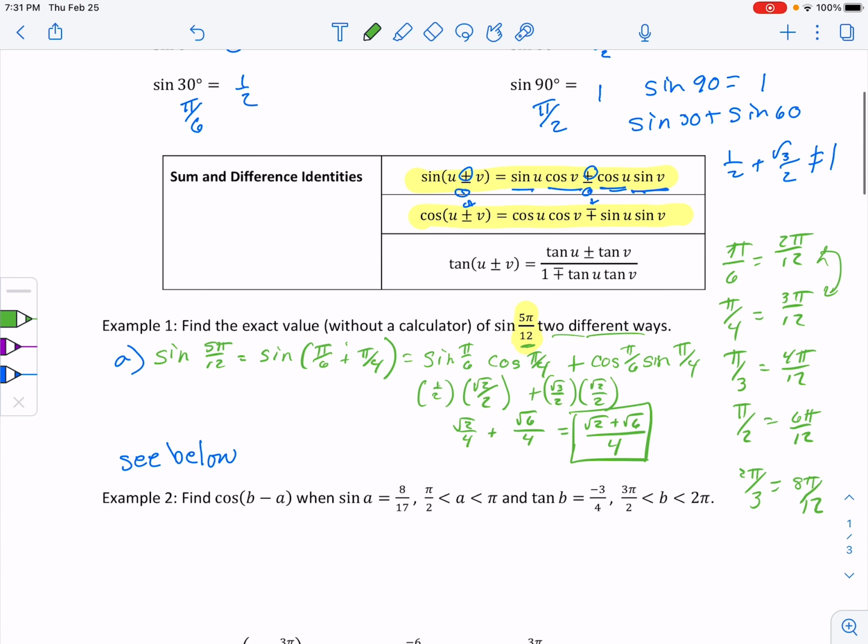And the way I remember this, remember it's sine same. A plus sign in here is a plus sign here. The cosine's opposite. A plus sign here is a negative here. The tangent, you got to do this big mess.